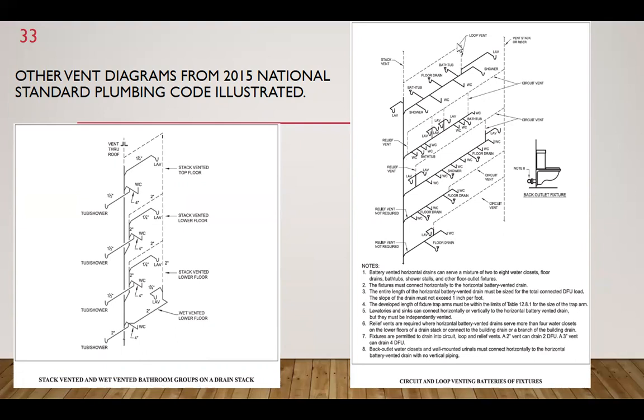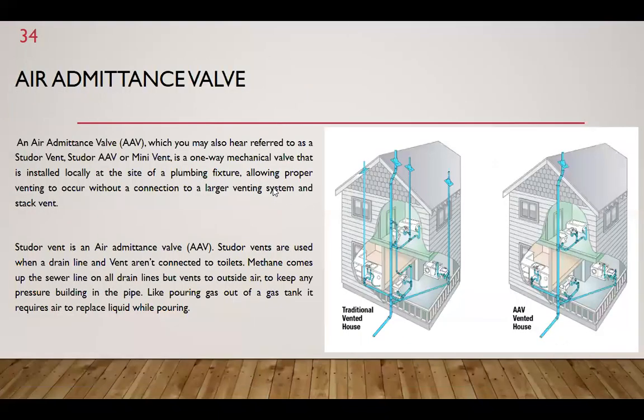Circuit, ito yung loop sa taas, loop. Okay? Kaya walang loop vent sa baba. Next type is the air admittance valve. Ito yung pinopromote. Ayan, pero mechanical type ito.